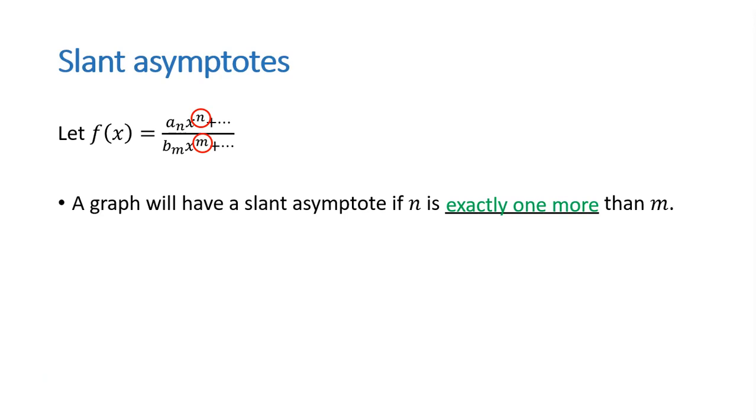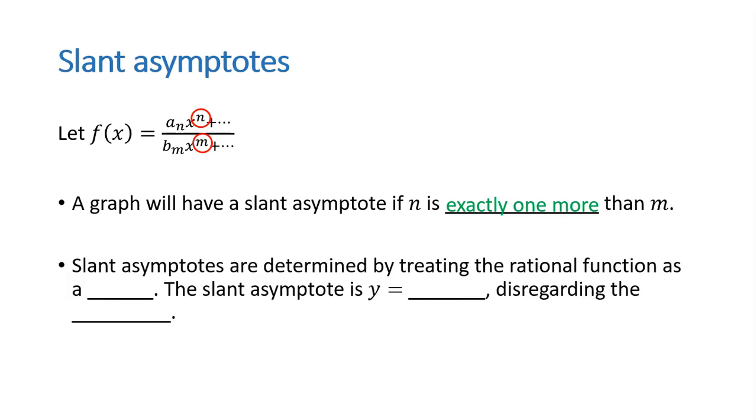Now keep in mind, in terms of finding a horizontal asymptote, we would fall under our first case in that situation, so we wouldn't have a horizontal asymptote. But under this special subcase, if n is exactly one more than m, rather than having a horizontal asymptote, we actually have a slanted or diagonal asymptote. Slanted asymptotes are determined by treating the rational function as a division problem. A numerator divided by a denominator is actually just division. Fractions mean the same thing as division. So we find our asymptote by dividing, and the slanted asymptote is going to be y is equal to the quotient, disregarding the remainder.